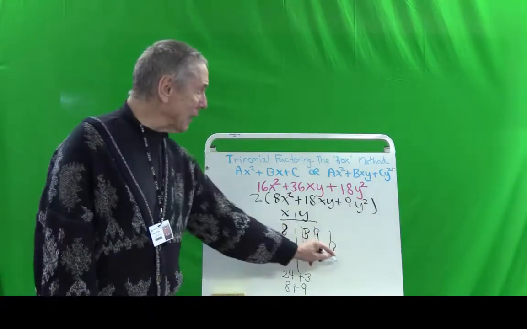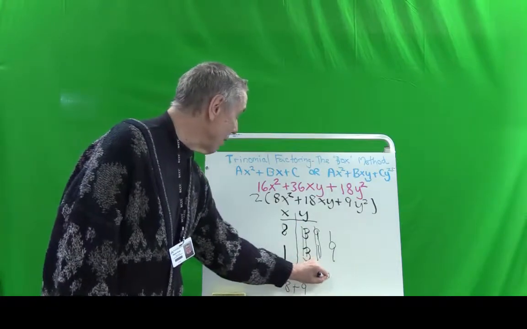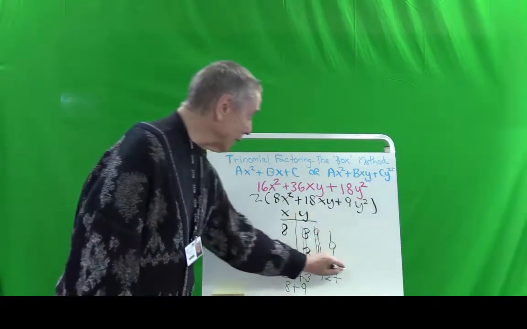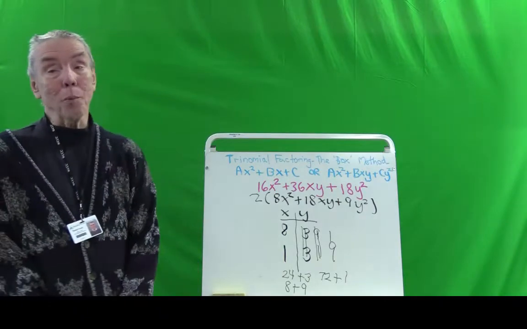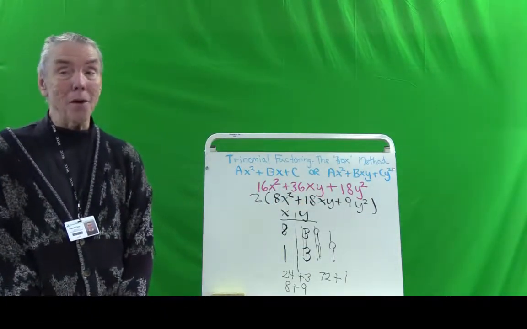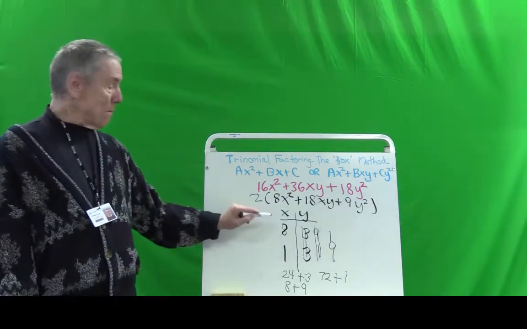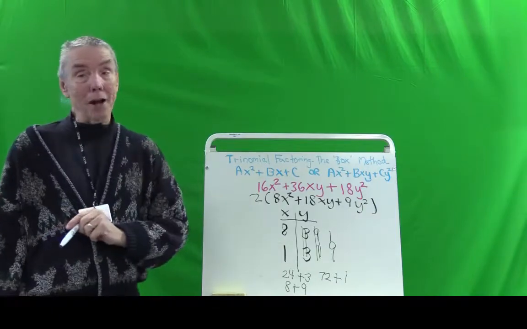If I do that, that's even worse. 8 times 9 is 72. 1 times 1 is 1. 72 plus 1 is 73. Again, not very close to 18 at all. What that means is that my first guess of 8 times 1 is incorrect.